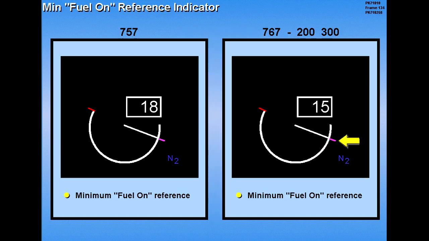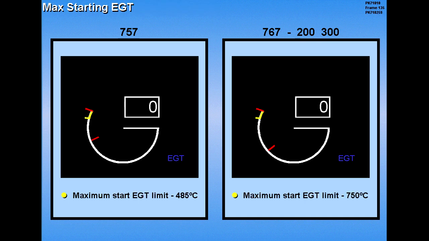The minimum fuel on reference indicator is located at 15% N2 for the GE engines. The maximum starting EGT limit for the GE engines is 750 degrees centigrade and is represented by a red radial line during engine start. The line disappears when the engine stabilizes at idle.